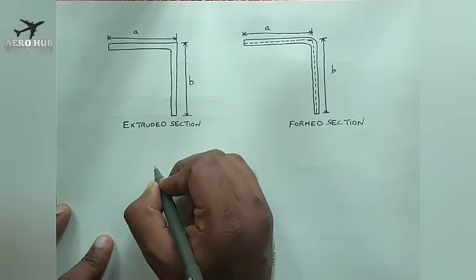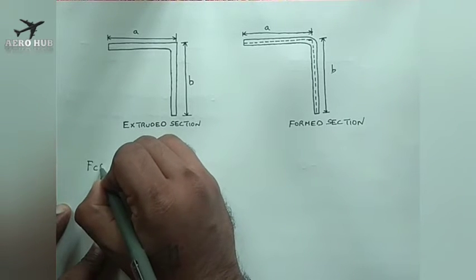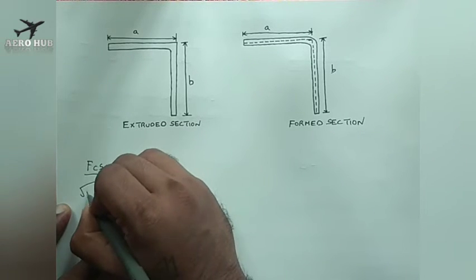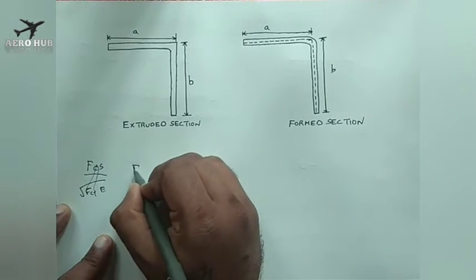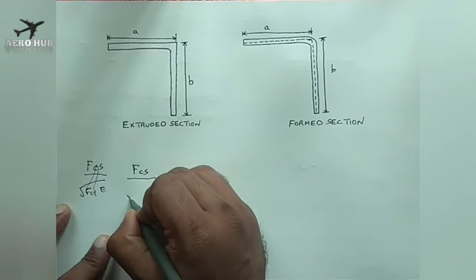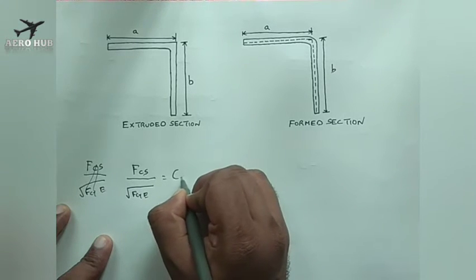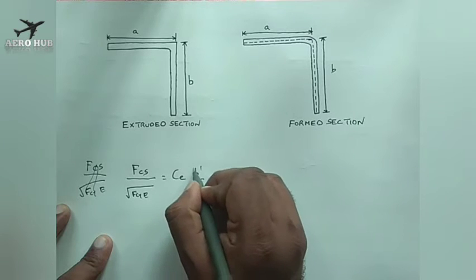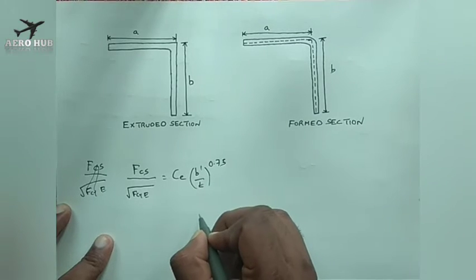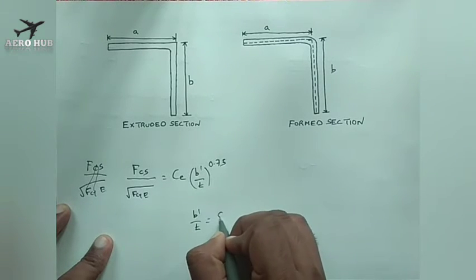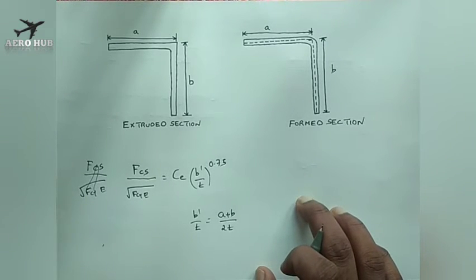And we have the term FCS by root of FCY into E, sorry for that, FCS by root of FCY into E is equal to CE into B dash by T, the whole power 0.75. This is the formula. Here B dash by T is nothing but B dash by T is equal to A plus B divided by 2 times the thickness. Okay, this also is given in the previous formula.